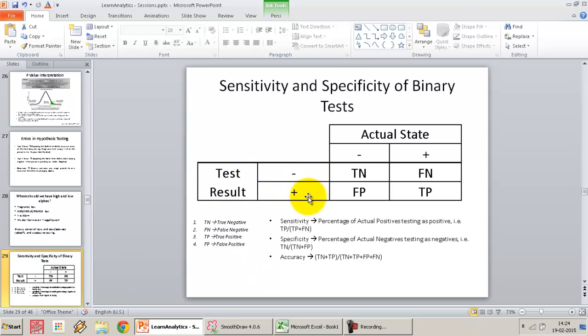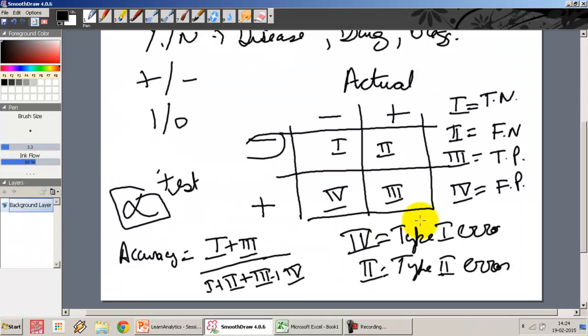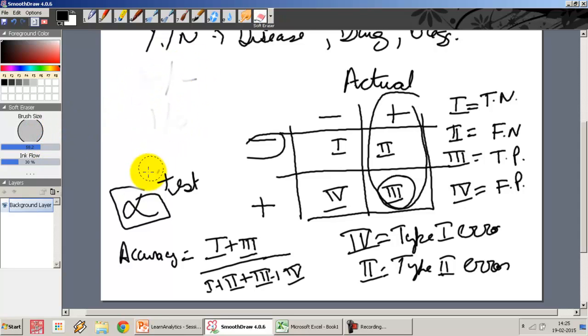Sensitivity is the percentage rate of actual positives testing as positive. So what are the actual positives here? These are the actual positives. And how many are testing positive? Only this. So the sensitivity rate. I'm just going to delete a little bit over here and create some room over here to write it down. I don't want to start with a new sheet.